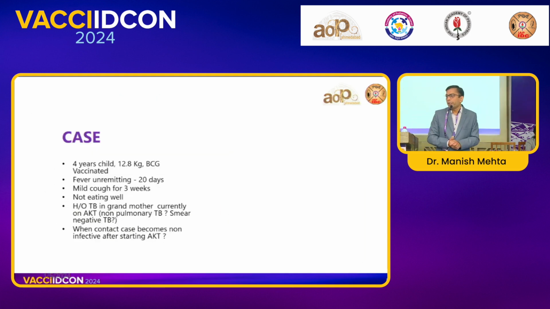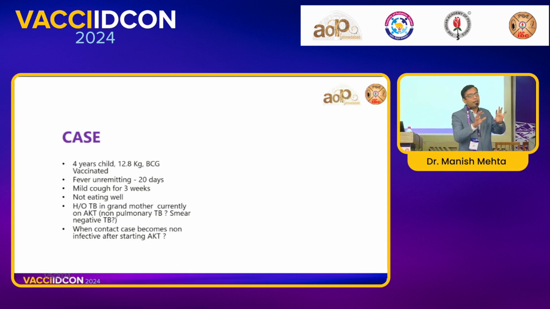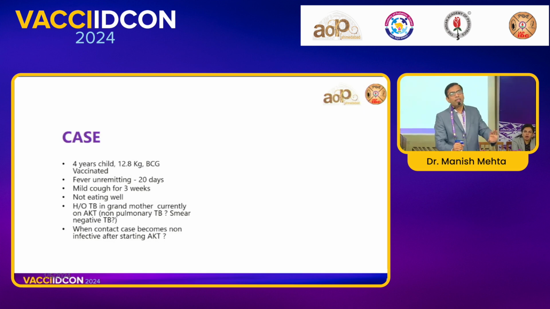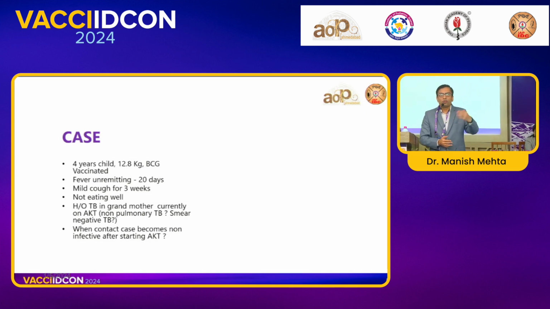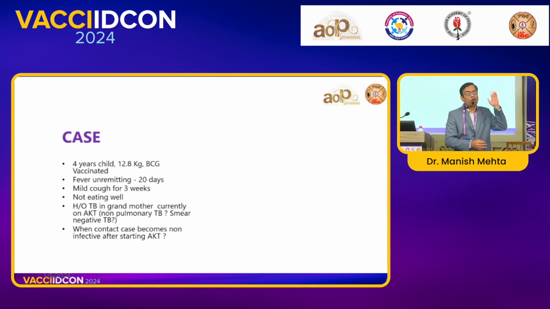Let's see a case. A 4-year-old child, 12.8 kg, BCG vaccinated, unremitting fever for 20 days, mild cough for 3 weeks, not eating well, history of tuberculosis in the grandmother, currently on ATT, smear negative tuberculosis, and the question of when the contact case becomes non-infectious. So here there is a classical history, fever, cough, everything is there, history of contact is there. As I told you, the contact can have non-pulmonary tuberculosis, but still it is considered as a contact.